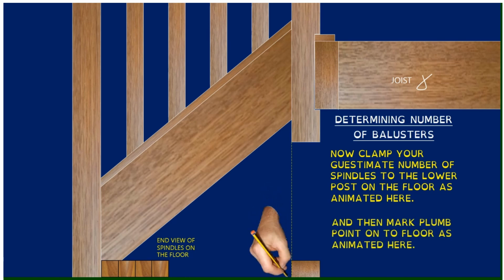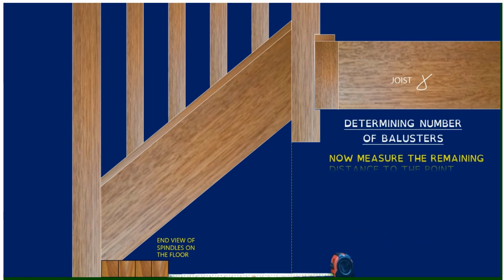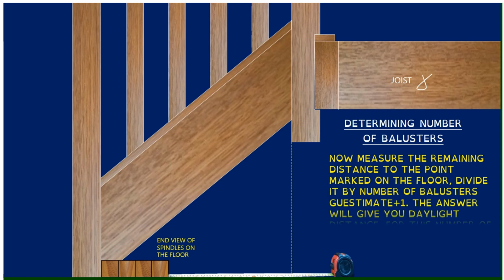as you'll see illustrated here now. And after this, then we're going to use our tape and measure up from the row of spindle offcuts there to that point on the floor. And when we measure that distance, then you divide it by the number of balusters guesstimate plus 1. So in this case, we'll be dividing it by 5.